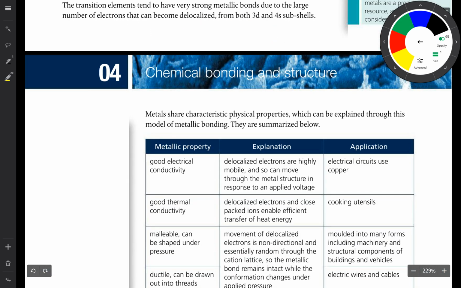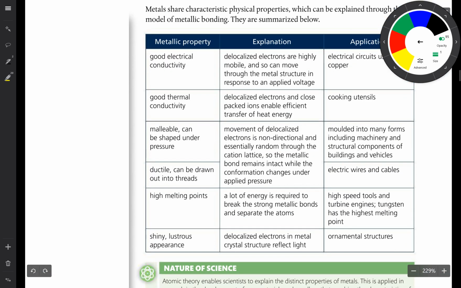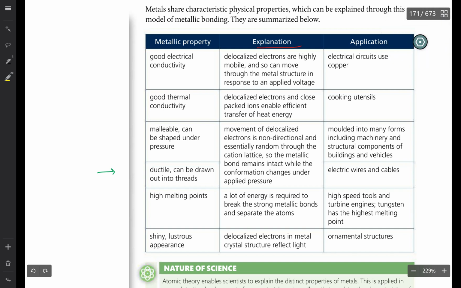Okay, so let's move on. This table is very important. Based on this model which we have explained for the metal, different properties of the metals are mentioned, and at the same time the explanation for each one of them is given with their application.